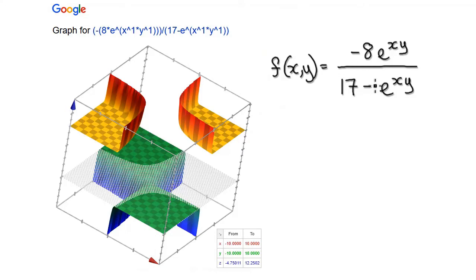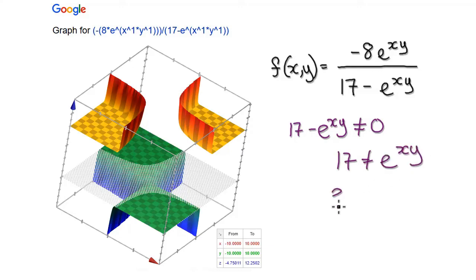Well, this function will break down when this thing here equals 0. So make this demand where this thing here cannot be equal to 0. Let's just add this to both sides. So that will then give us this cannot be e to the power of xy. Let me just switch the two around. It cannot be 17.